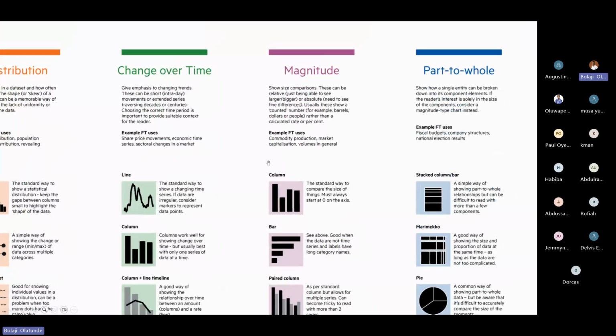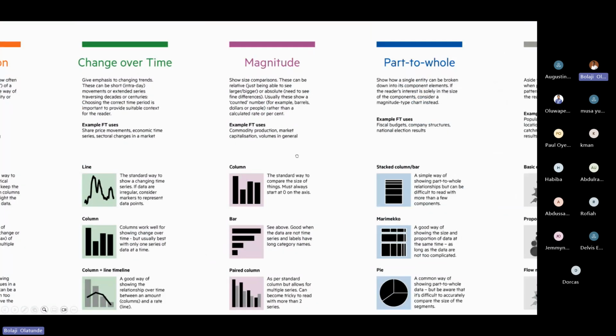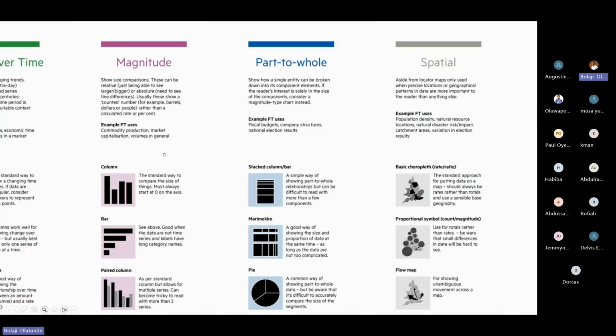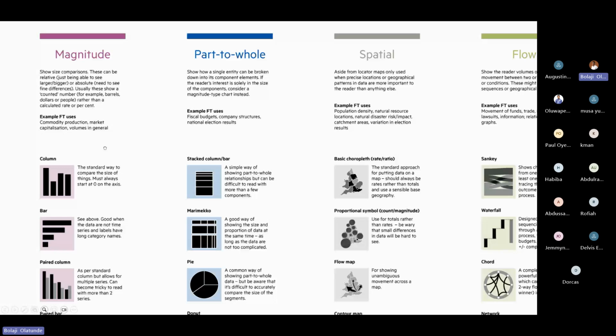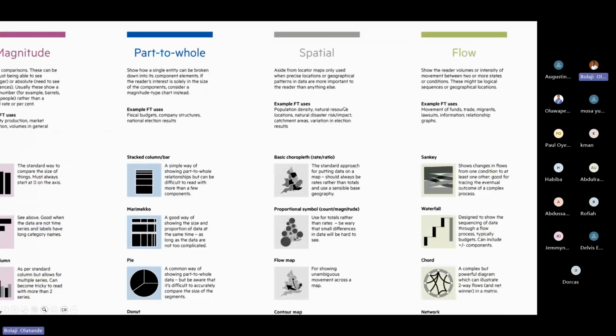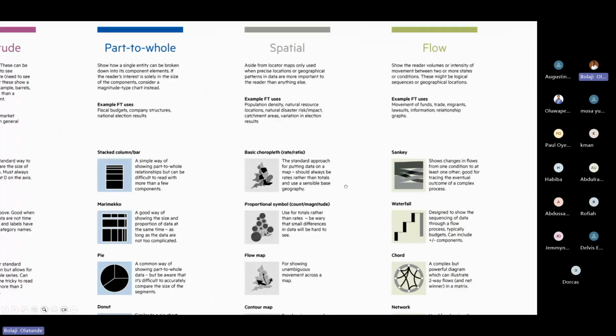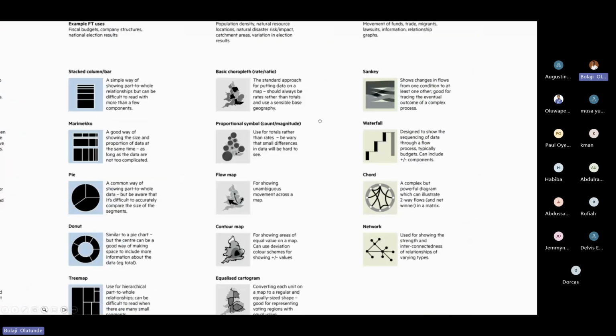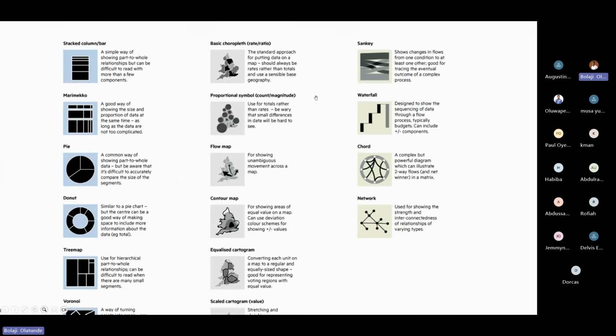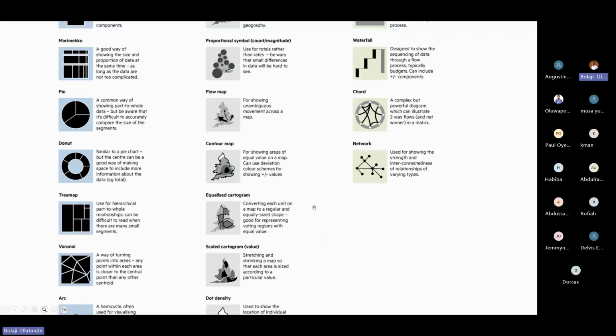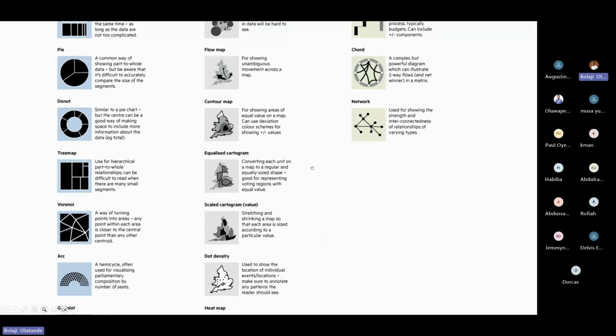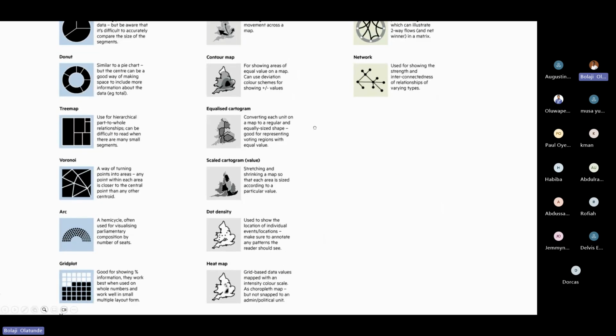And then you have ways of visualizing magnitude, parts to whole, or even spatial data, right? Spatial data is what? Data in maps. See, we have different types of maps. We have the basic choropleth map, proportional symbol, flow map, contour map, equator map, different types of maps, right? Dot density, heat map with geographical data and all of those.